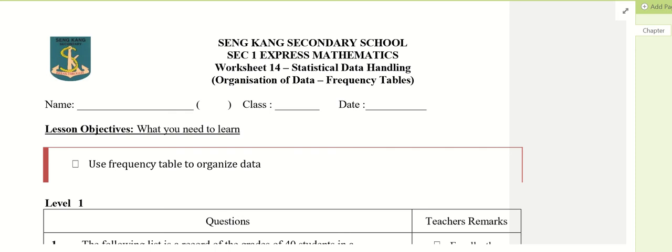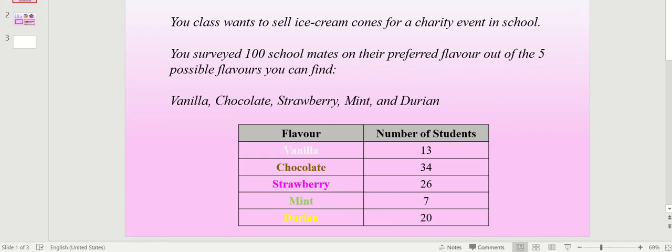So how are you going to present your data to convince people that they actually want to buy your product, so that people can start producing and selling it? Let's take a simple example. Here your class wants to sell ice cream cones for charity events in school.